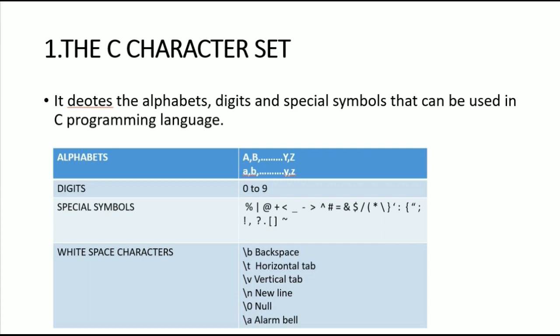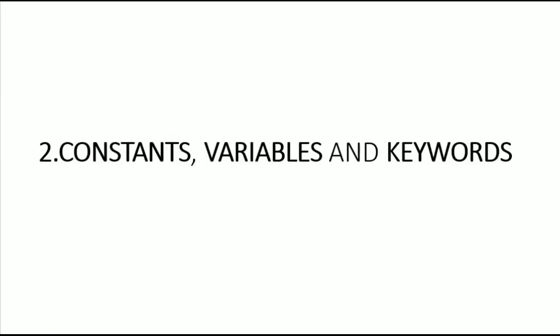Character sets include alphabets, that is from capital A to capital Z, small a to small z, digits 0 to 9, special symbols. There may be some more. You can Google that. I am not going to specify all that. And white space characters. I'm going to show all this in a short file. So first I'm covering the theory, and then I will be explaining everything practically also by executing a program. So please bear with me for some time.